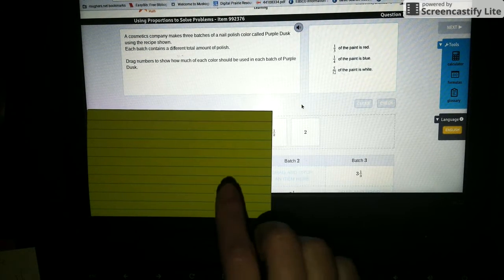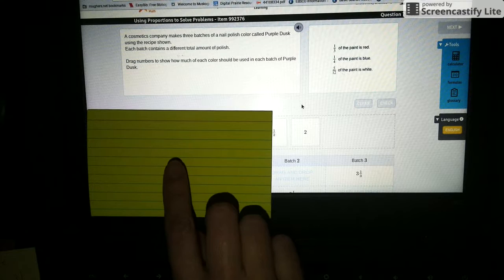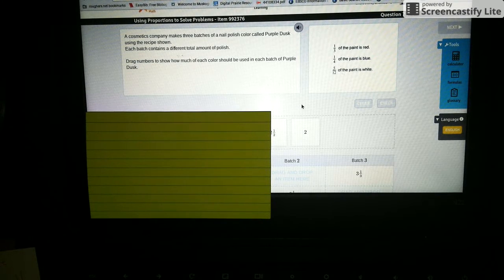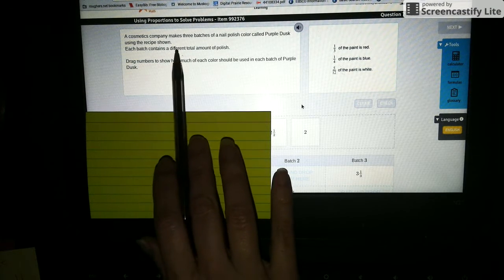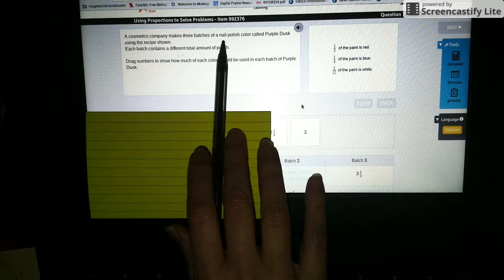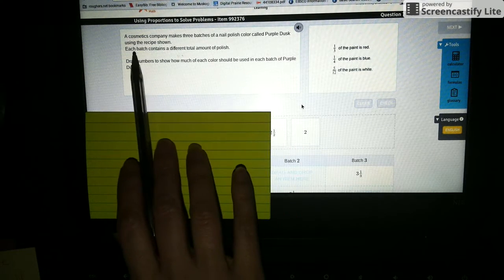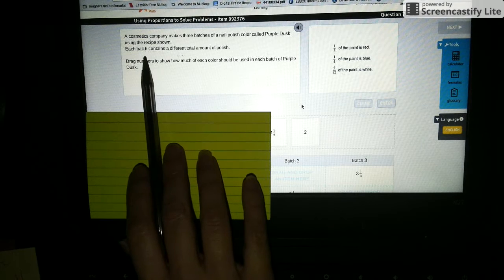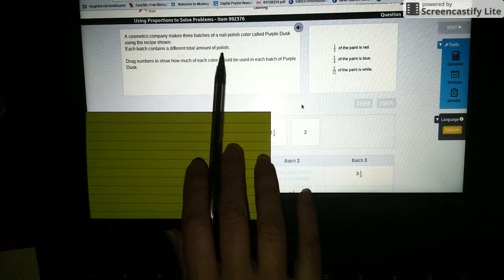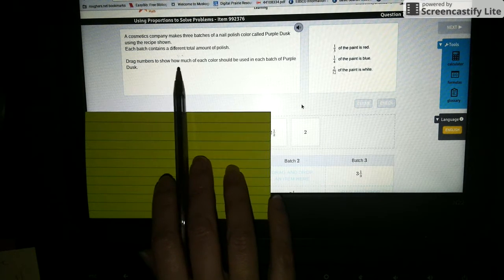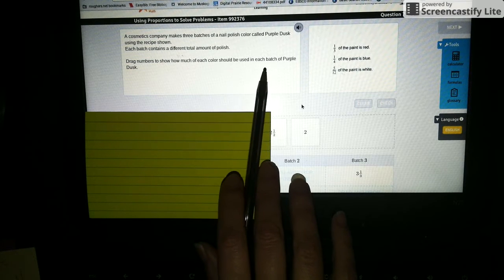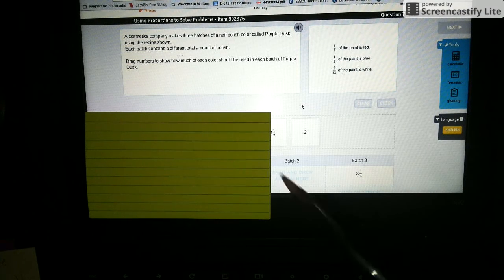Okay, so this is a problem that many of you have issues with on Think Through Math. It reads, a cosmetic company makes 3 batches of a nail polish color called Purple Dusk using the recipe shown. Each batch contains a different total amount of polish. Drag numbers to show how much of each color should be used in each batch of Purple Dusk.